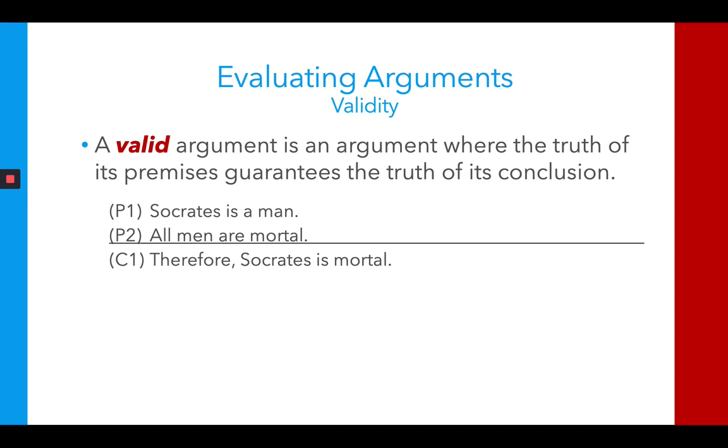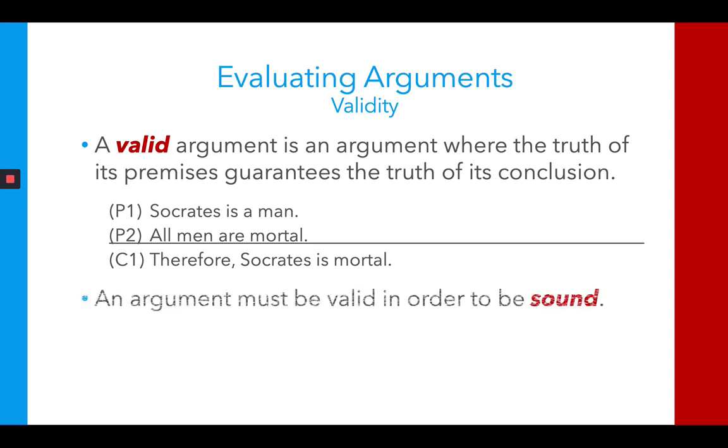Socrates is a man, all men are mortal, therefore Socrates is mortal. That argument is valid because if the premises are true, if Socrates is a man, and if all men are mortal, then it follows that Socrates must be mortal as well. You'll also remember from last time that an argument needs to be valid in order to be sound. If an argument's not valid, then it's not sound.